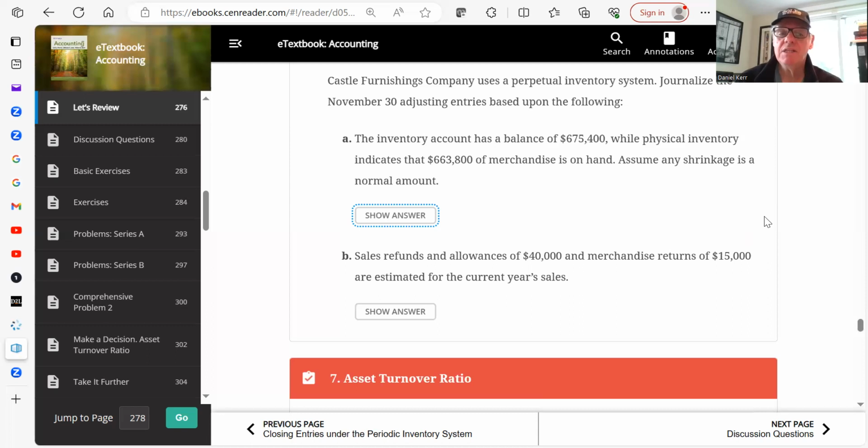Now, again, these are estimates. So these estimates may or may not be accurate. So at a later point, we may have to adjust them based on more current information. But all they've asked us to do now is set up the allowance, assuming that we've got $40,000 worth of returns and that those returns cost us $15,000.